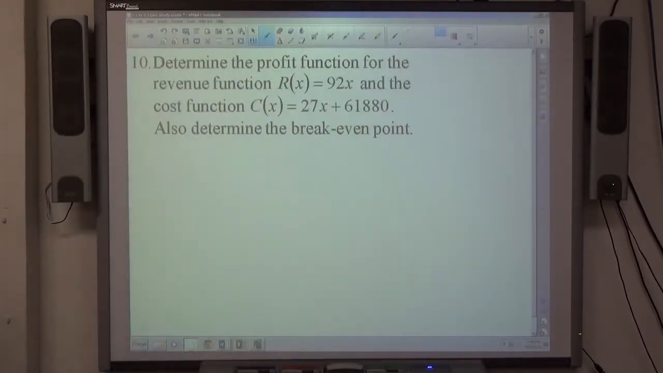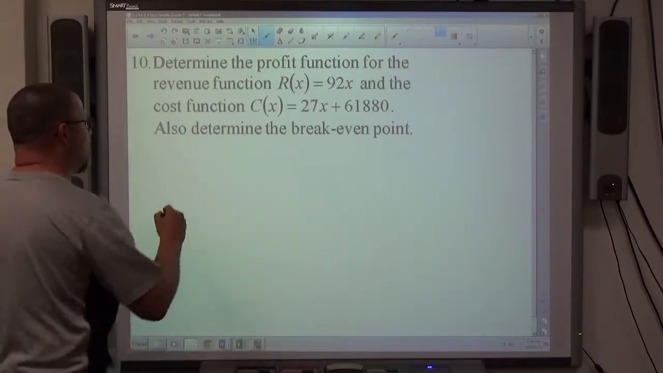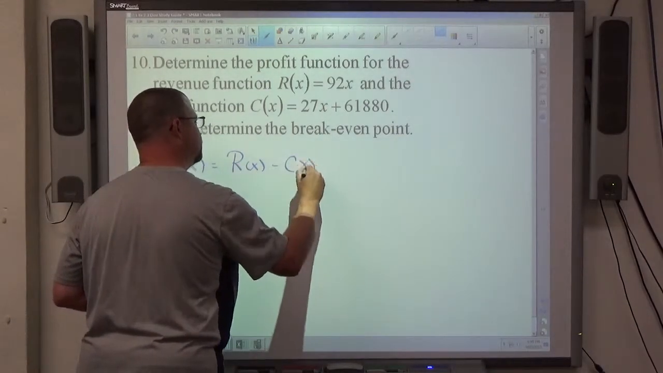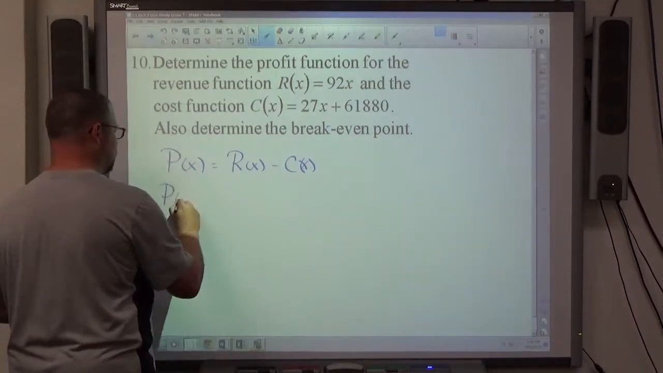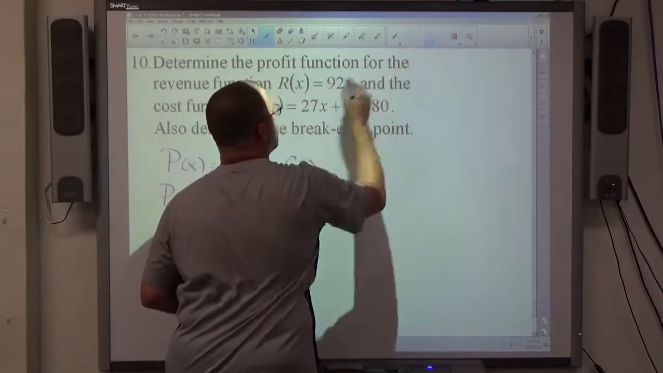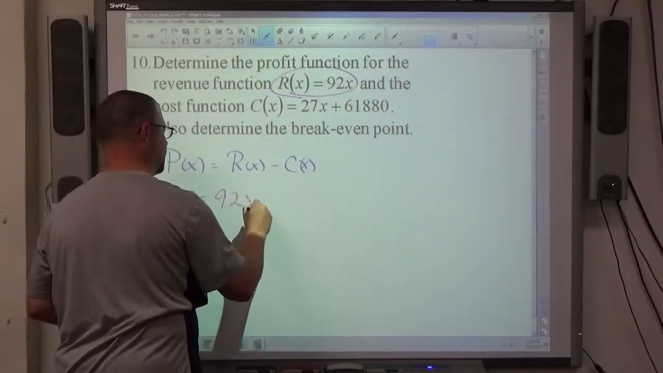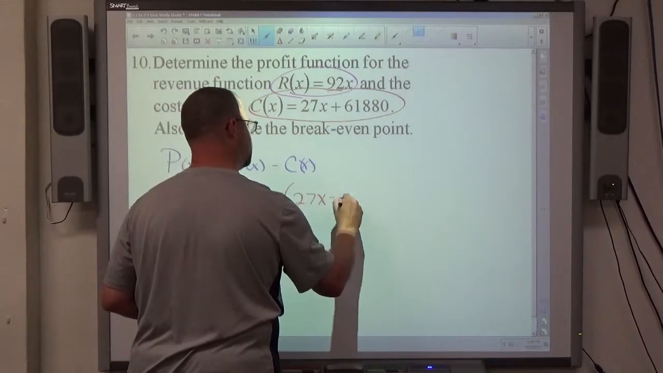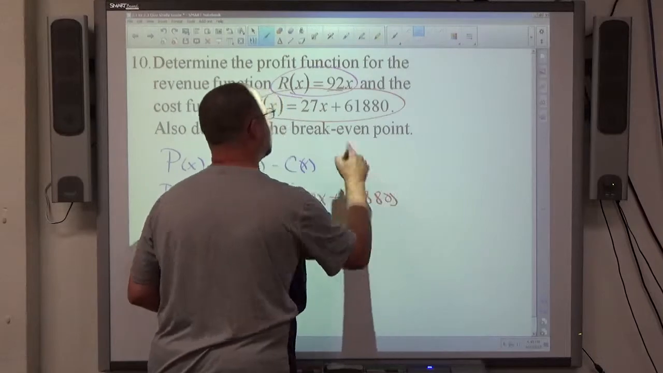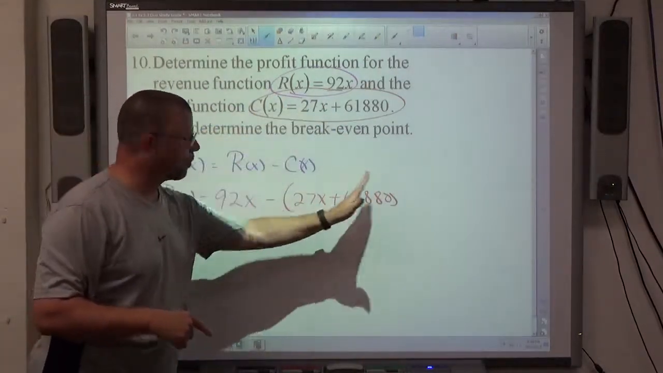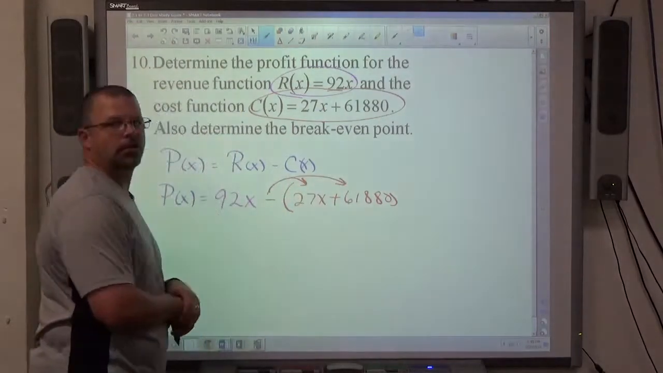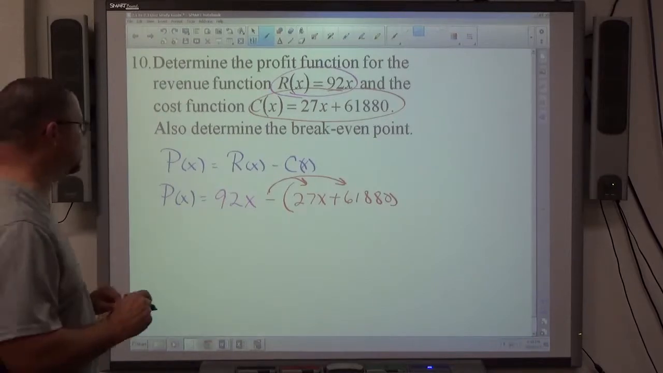Finally, number 10, determine the profit function, given the revenue and cost functions, and determine the break-even point. Profit equals revenue minus cost. So the profit function we're looking for is the revenue function minus the cost function. Notice the cost function is multiple pieces, so we put parentheses around it to represent that, so the subtraction distributes and hits every piece of the cost function. Leaving the parentheses off will cause wrong answers.